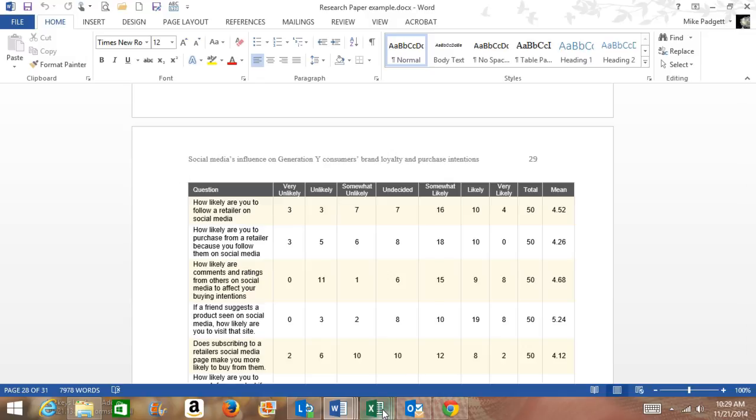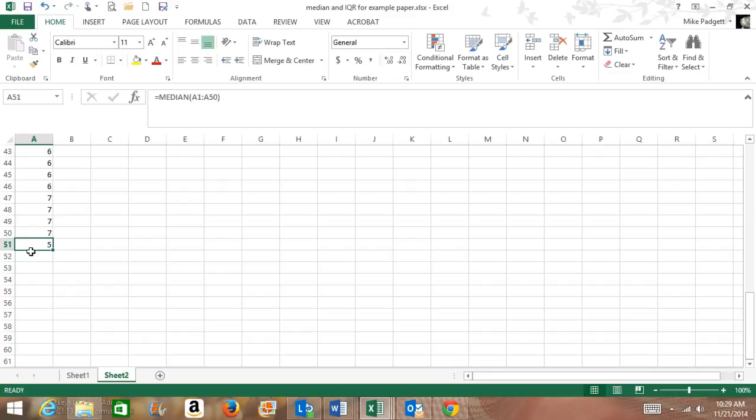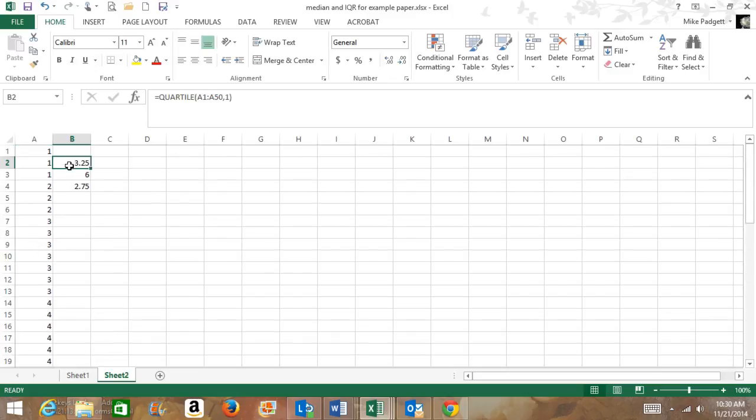I'll give you the formulas one more time. The first formula to figure median is equal to MEDIAN in all caps, and then in parentheses you're going to have cells A1 to A50. And then to figure your interquartile range, you're going to first do quartile cells A1 to A50, comma 1, which means it's the first grouping of those cells. And then this does the third quartile of those cells, so it's A1 to A50, comma 3. And then all you're doing is B3 minus B2.